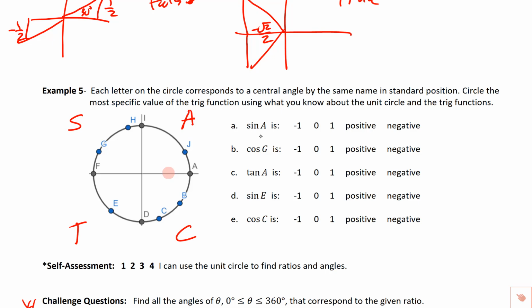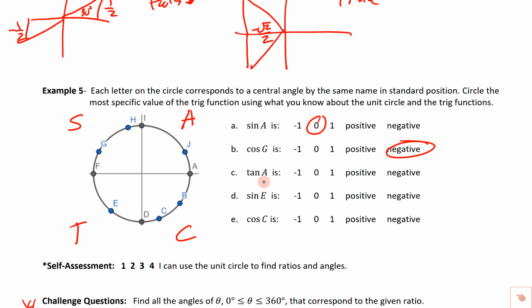So let's take a look at this. The sine of A is right here. Is the sine the x coordinate or the y coordinate? It's the y. What's the y coordinate there? 0. Circle 0. Cosine of G. G's over here. Is the cosine the x coordinate or the y coordinate? The x. Is it exactly 0 or negative 1 or 1? No. But what can we say about it? It's negative. That's the most specific thing we can say about it. Don't say anything out loud.